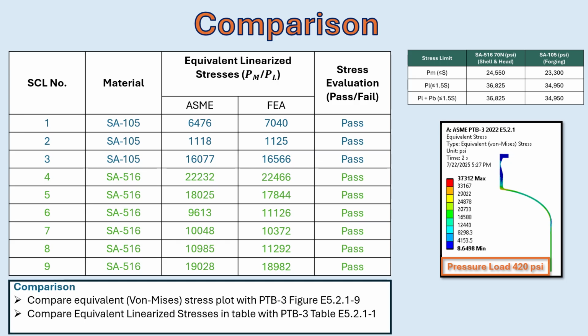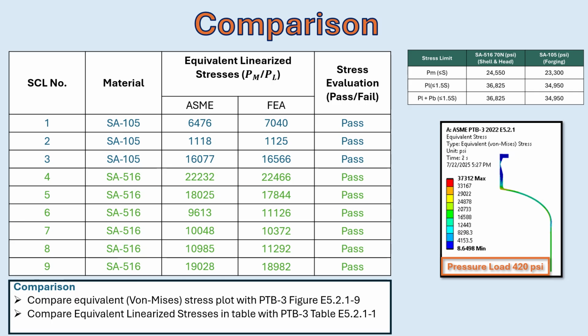In this slide, the ASME results and FEA results are compared. The linearized equivalent stresses for all 9 SCLs are in very good agreement. Any small differences are due to the fact that PTB3 does not provide a CAD geometry. We must create our own model based on given dimensions, which can lead to slight variations. The important conclusion is that the limit criteria are satisfied for all 9 SCLs.